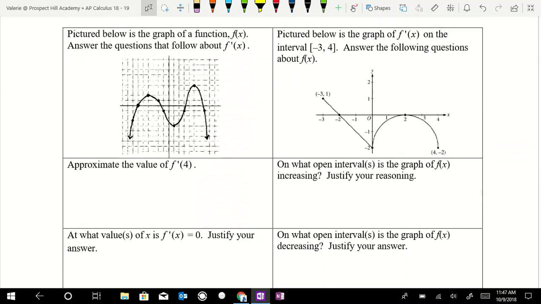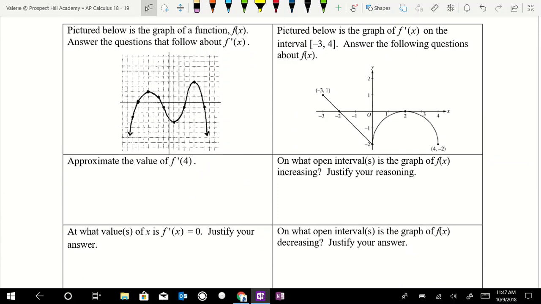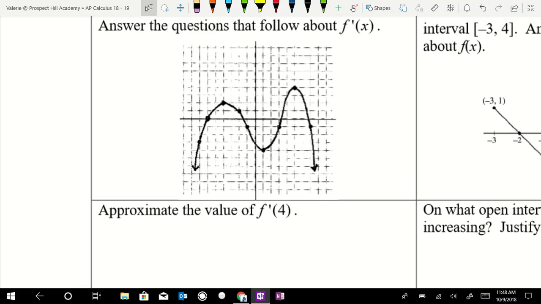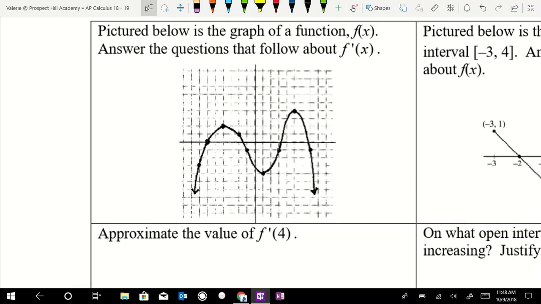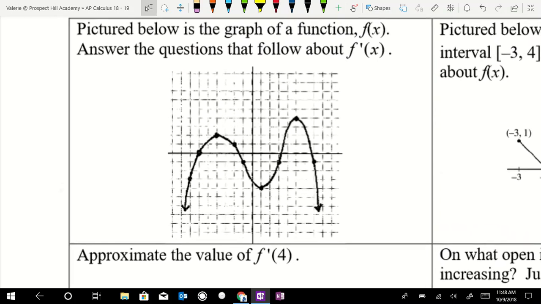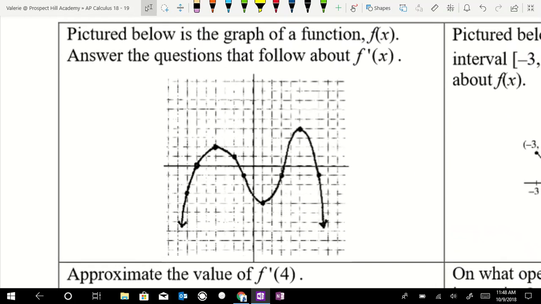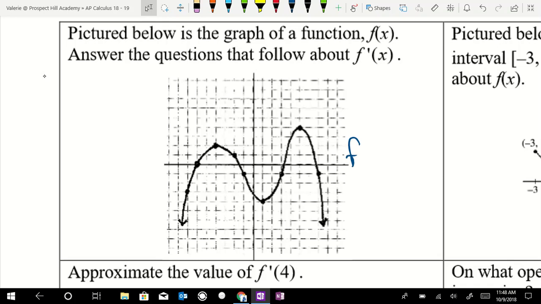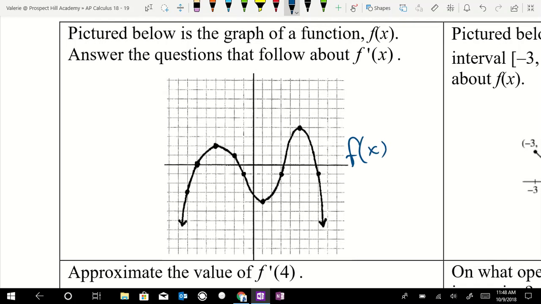All right. So pictured below is the graph of the function f of x. Answer the questions that follow about f prime of x. Okay, so we're going to do the whole left side of the sheet. The right side I'm going to leave for you to do on your own. So if this is f of x, this is our graph of f of x. We're going to use this graph to help us figure out some information about f prime of x.